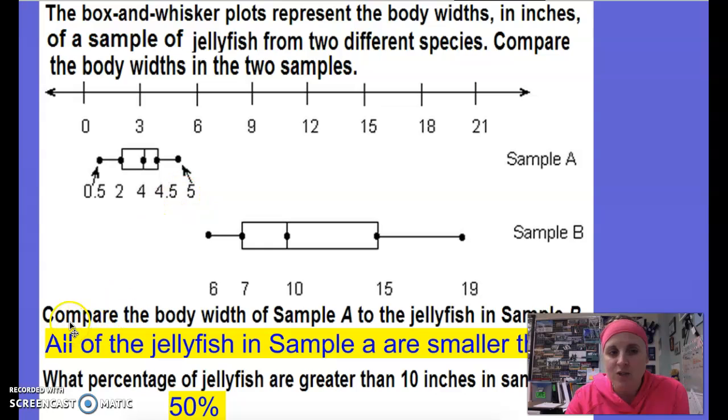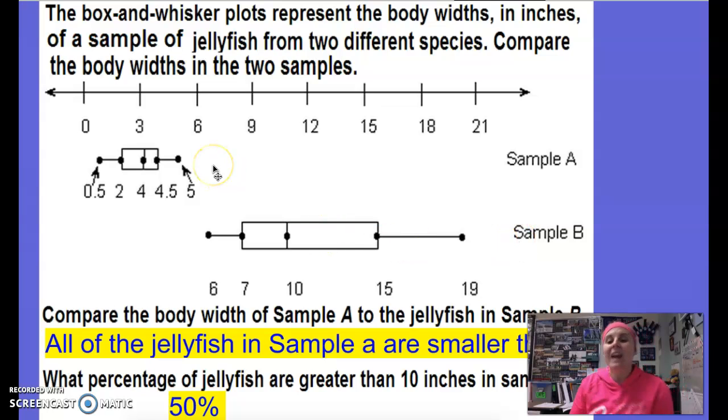All right. So comparing the jellyfish in A to B. The smallest was a 1/2 inch, and the largest was 5 inches. Well, in sample B, the smallest was 6 inches, and the largest was 19 inches. So we can tell that every jellyfish in sample A was smaller than the smallest jellyfish in sample B. And it says, what percent of the jellyfish are greater than 10 inches in sample B? Well, half of them are greater than 10 inches.